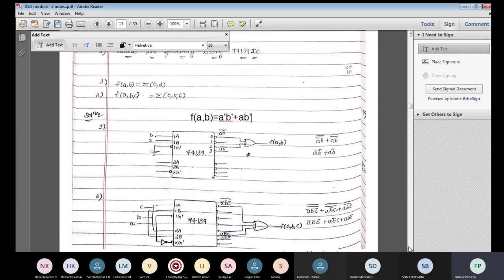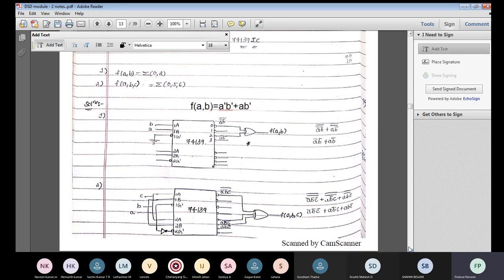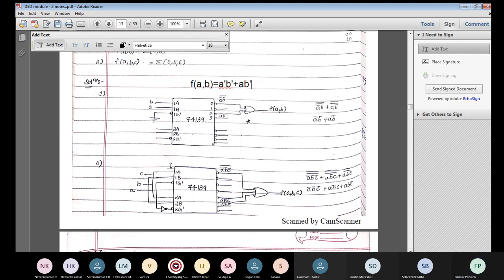Now, if ABC is information 0, 3, 6, then using 74139, as we have already seen, A I will connect to A, B to B, and the enable to the NOT gate. Why do we have the NOT gate? For the first combination, I will disable this decoder, and for the next combination, I will enable this decoder. In the next combination, this decoder is disabled and this decoder is enabled. So now, what will we be getting? It is 0, 5, 6. What is the expression we are getting here?